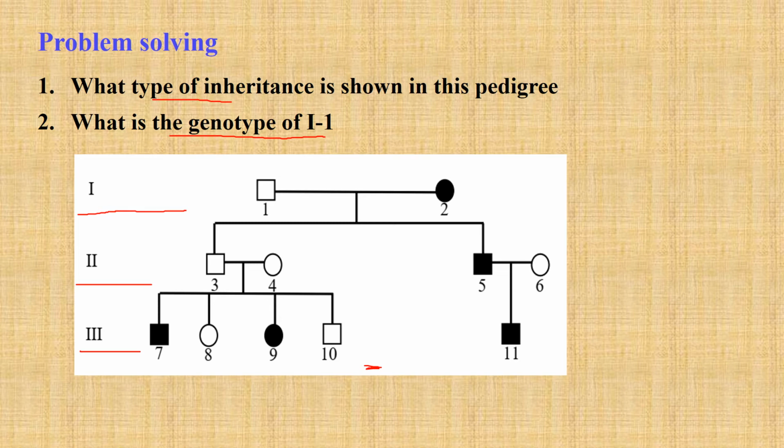But if it doesn't skip generations, that means it is found in generation 1, generation 2, generation 3, in all the generations. That can give us an idea that it is a dominant trait.